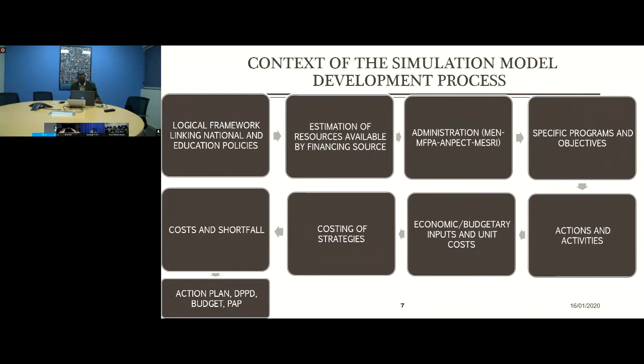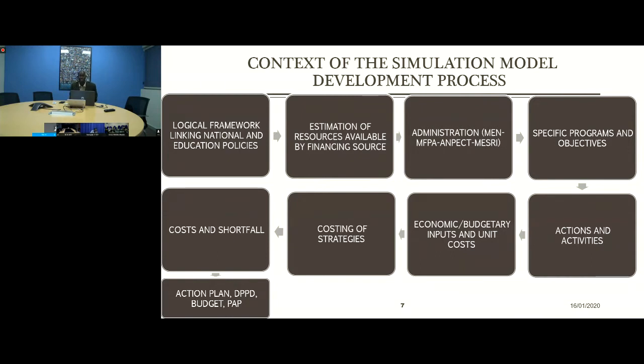What were the resources that these various authorities could actually allocate to education? So based on that, we basically have modeled per administration, with different scenarios by subsector. The same thing was done for national education, the same thing was done for higher education, and for all the different levels of education.